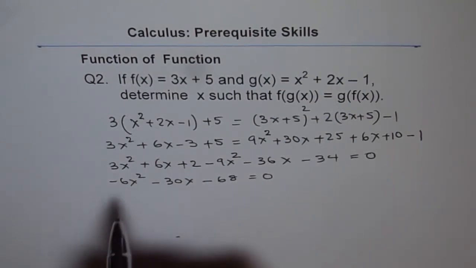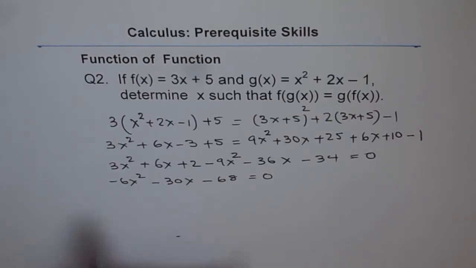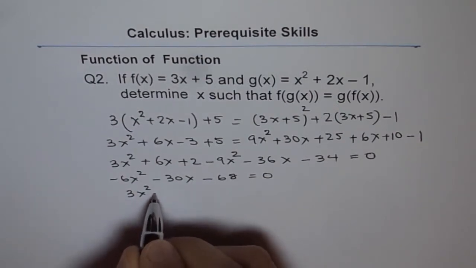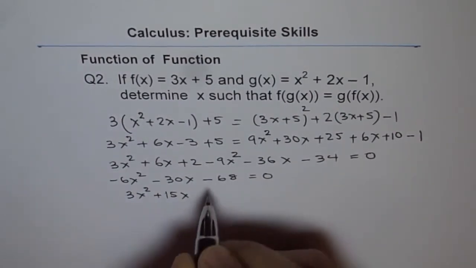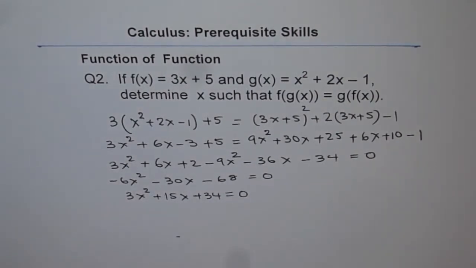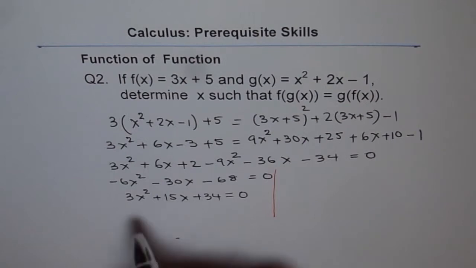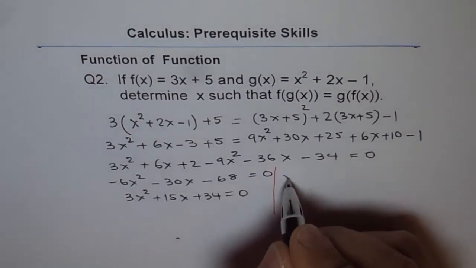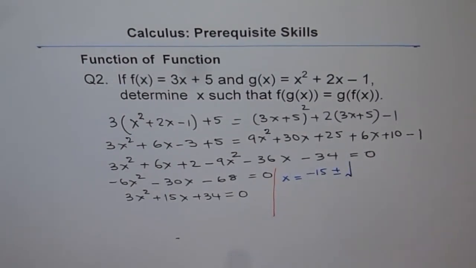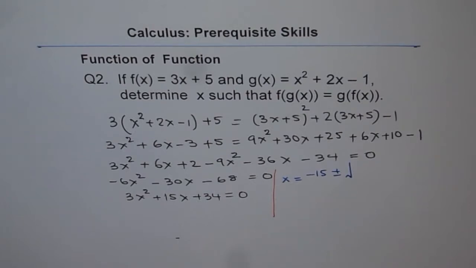Now we need to factor this and find the solution. So all are minus, so we'll just divide them by minus 2, right? So we can get 3x squared plus 15x plus 34 equals 0. So that is what we get. Now what we can do is use the quadratic formula and find the value of x. So let's do it on the right side. x equals minus b, which is minus 15, plus or minus the square root of b squared, which is 15 squared.